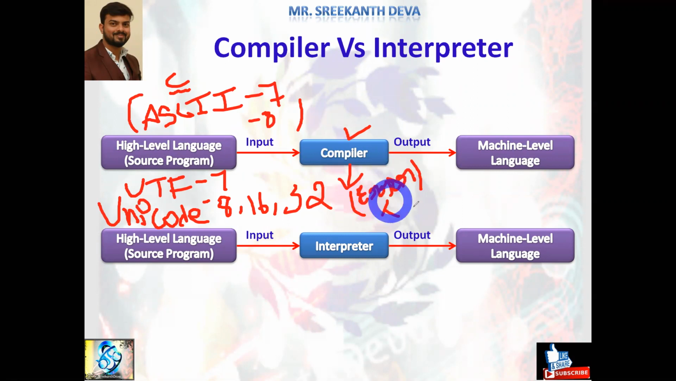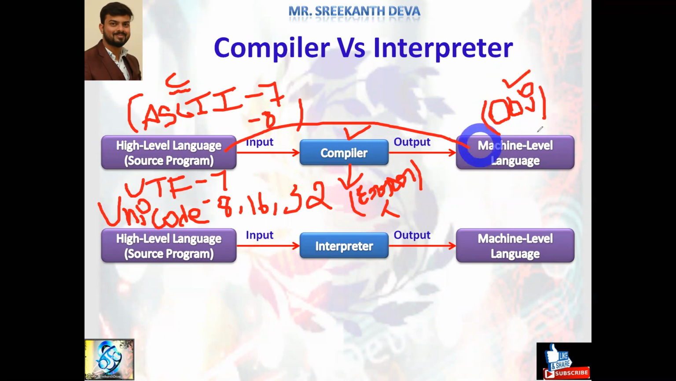Once the errors are fixed, the compiler converts the complete high level instructions into machine understandable instructions. Generally we may call it byte code or object code. In high level languages we may call it object code. In middle level and low level languages we may call it byte code instructions. That code is understood by the machine, but not the user.